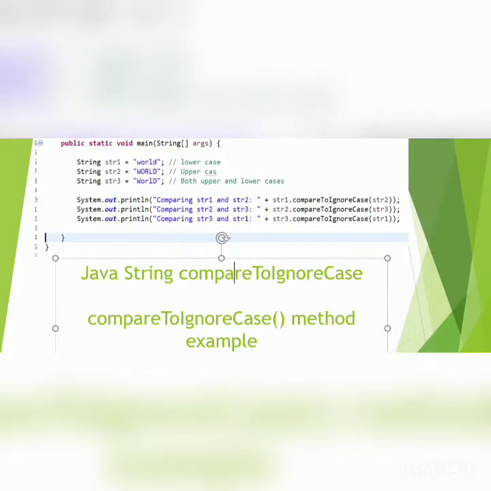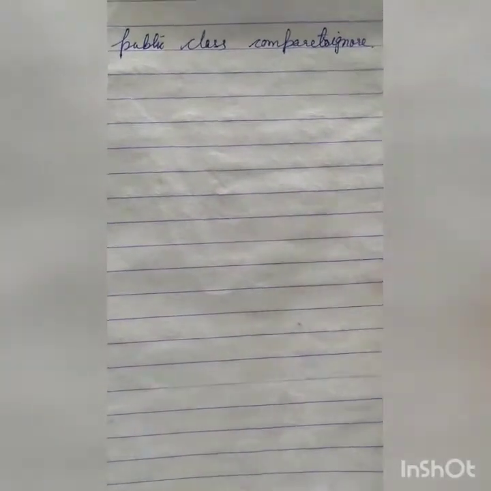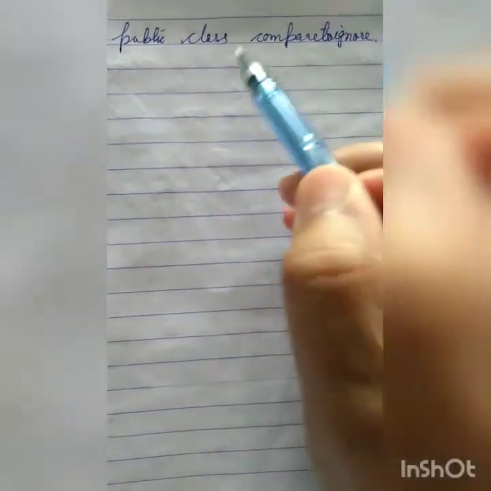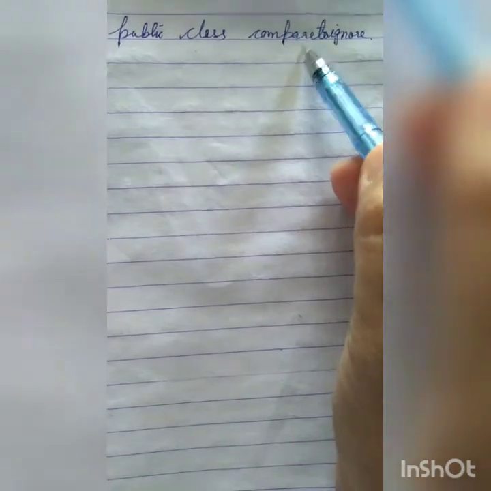The next function is compareToIgnoreCase. It also compares the strings lexicographically and ignores the lowercase and uppercase differences. You can see the example. Now let us understand the compareToIgnoreCase function with the help of this video. I have taken the class name as compareToIgnore. Now I will take the method, so I declared the method main.